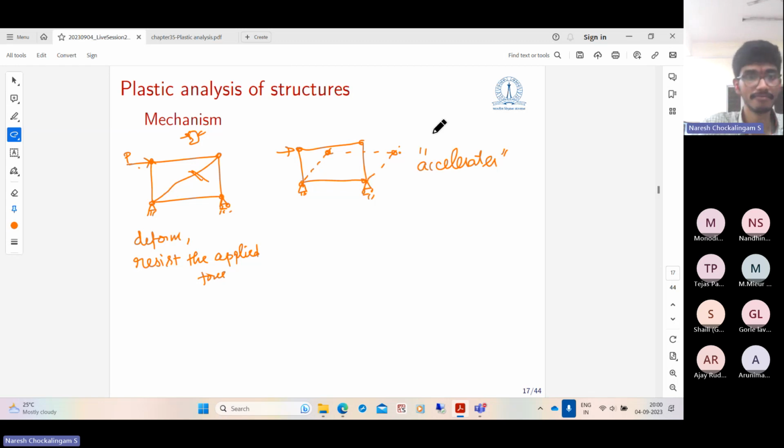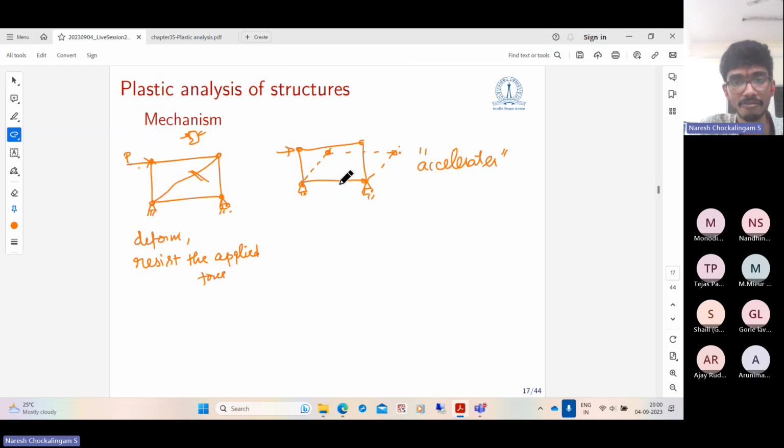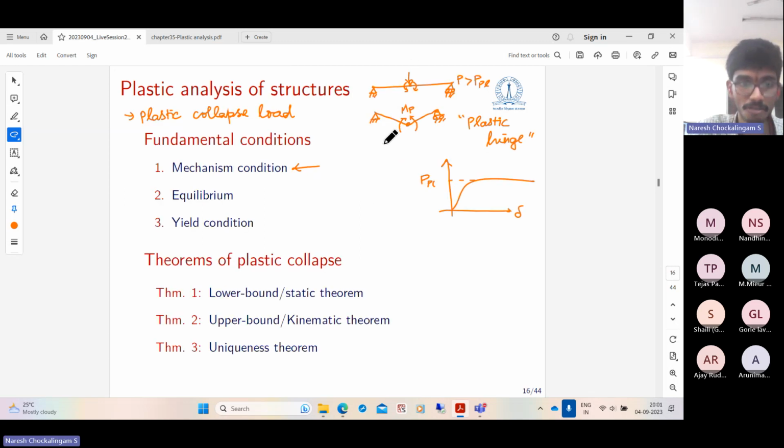So the first thing: at the collapse, the structure becomes a mechanism. It cannot take up any force. So what is the load carrying capacity of this? Nothing. It is just zero. That is what happens to a structure at its collapse load. Beyond the collapse load, it cannot take any incremental force. So that is the mechanism condition.